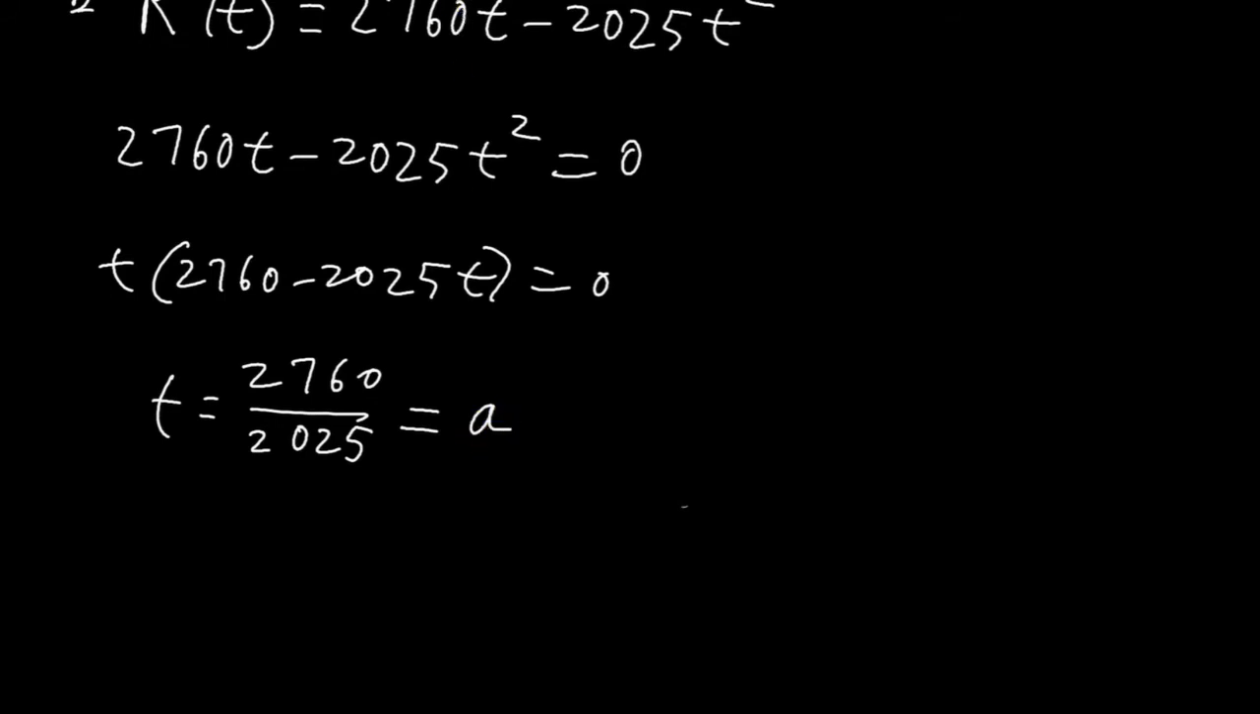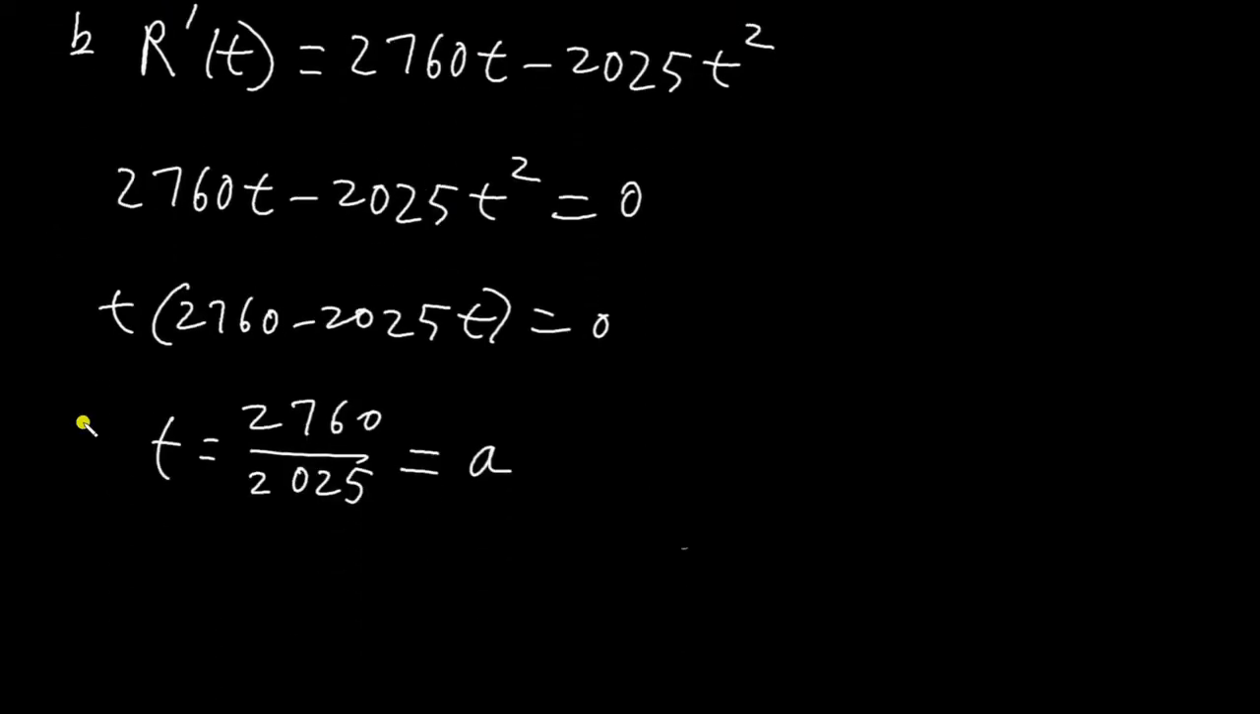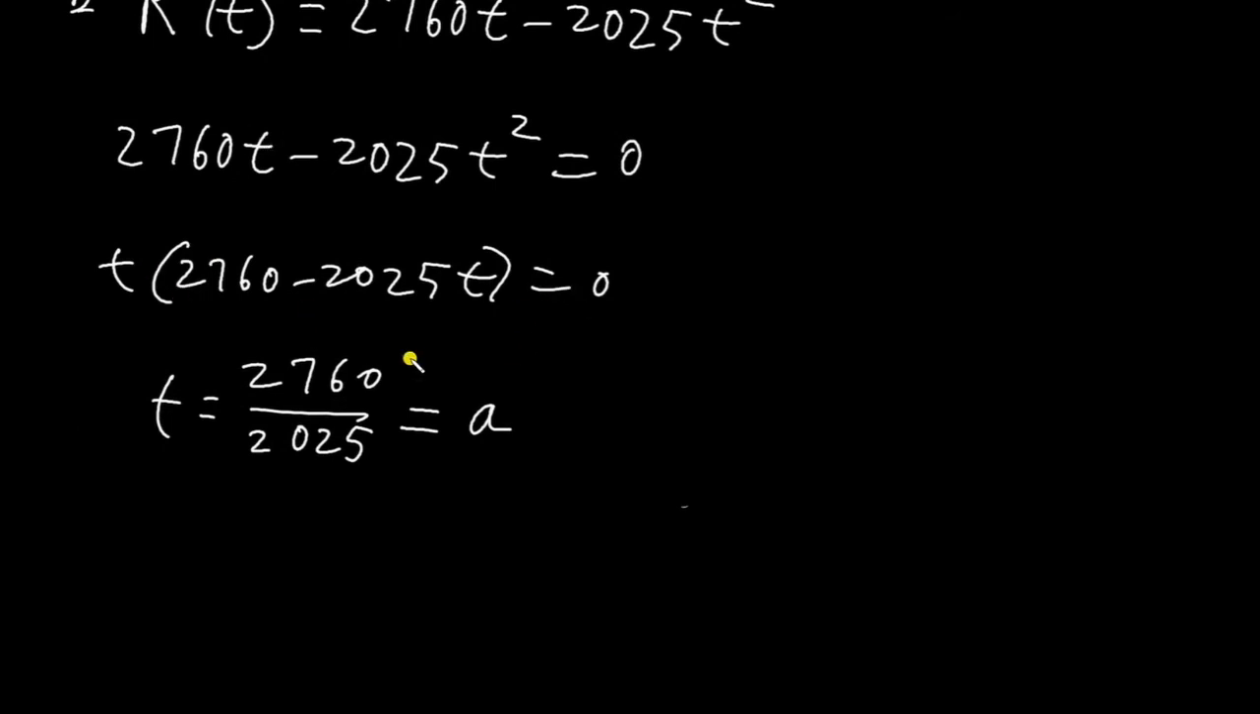Okay, so now we have our options, right? If we want to find out where the maximum is, we have two different places where the maximum can come from. We have the endpoints or we have critical points, right? So our critical points are going to be t equals 0 and t equals a. And we have our endpoints, which are t equals 0, which I already wrote, and t equals 2.